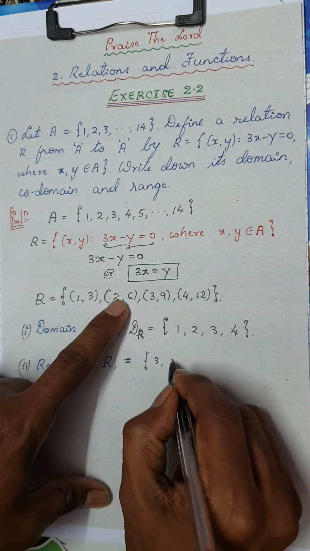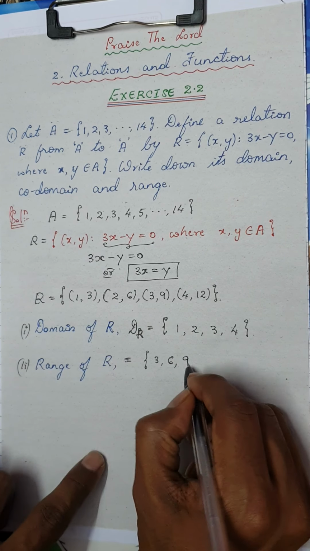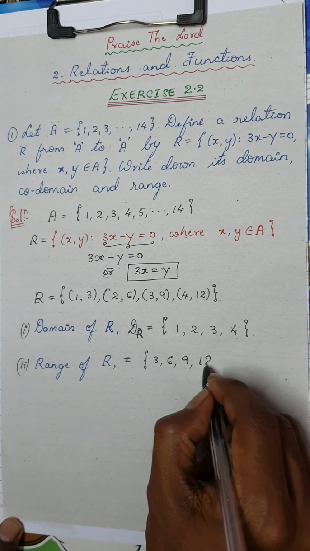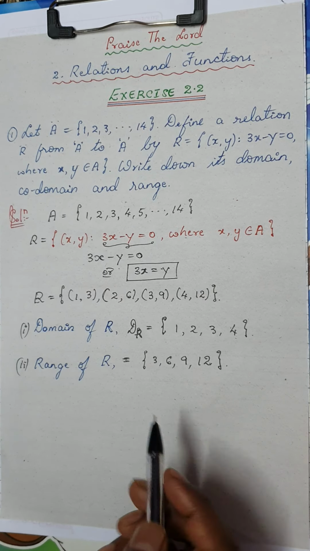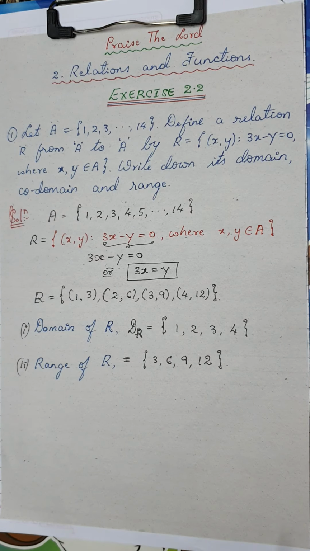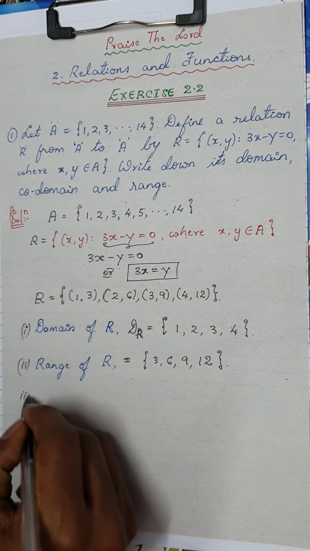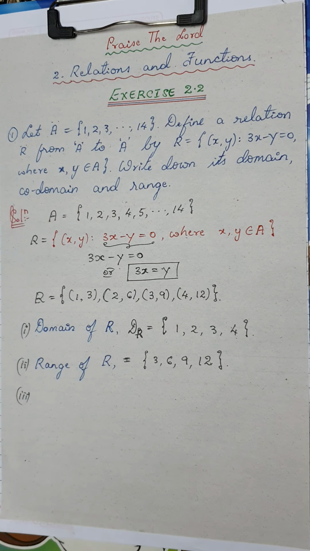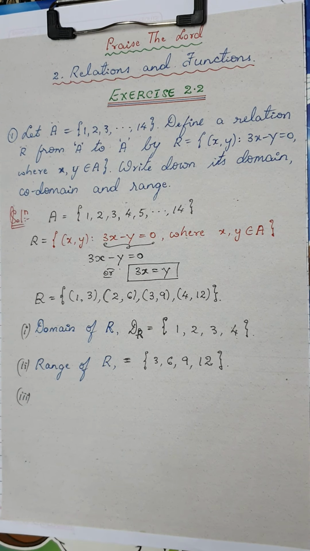So you have 3, 6, 9 and 12. So this completes your range. Each term will carry 1 mark here. Finally the last one, only in this question is asked the codomain of the relation.